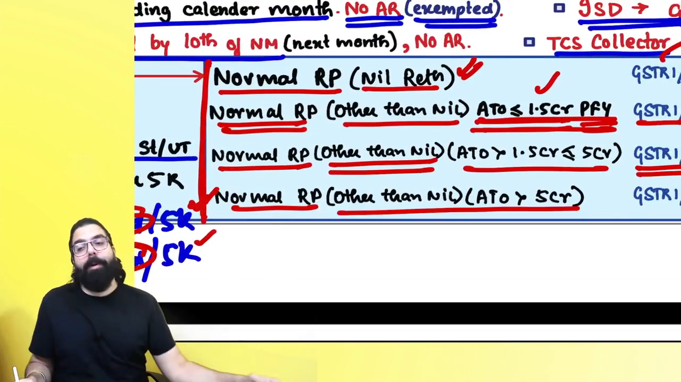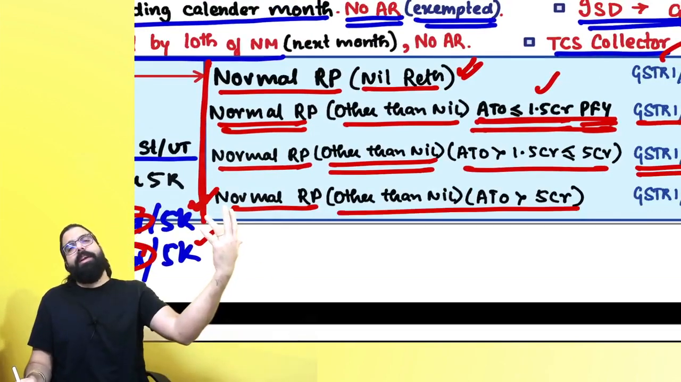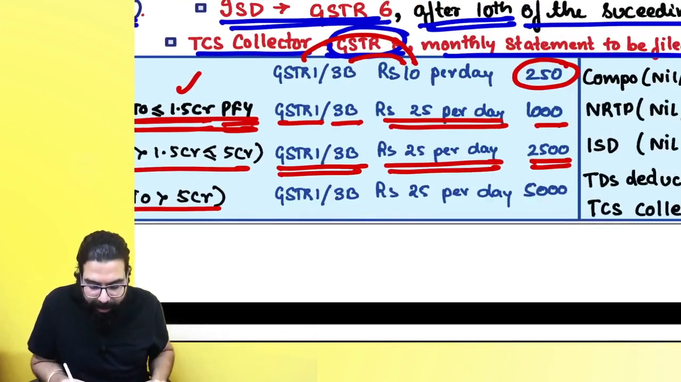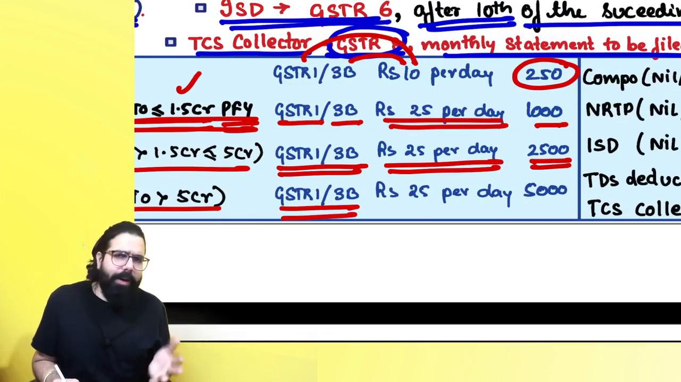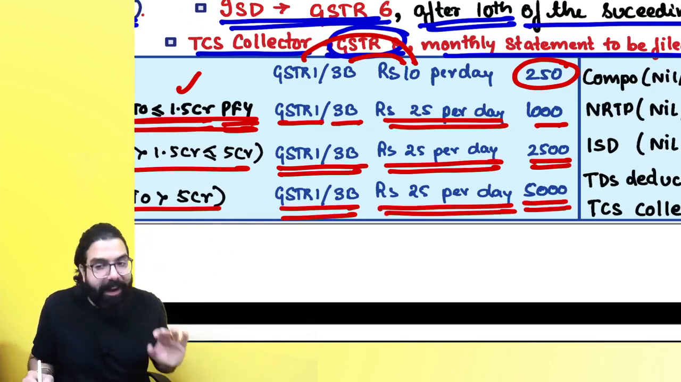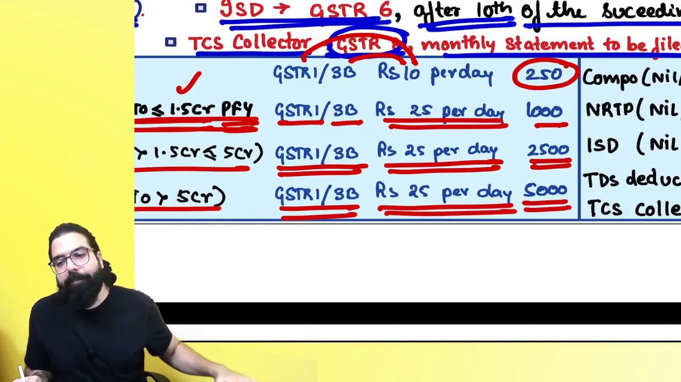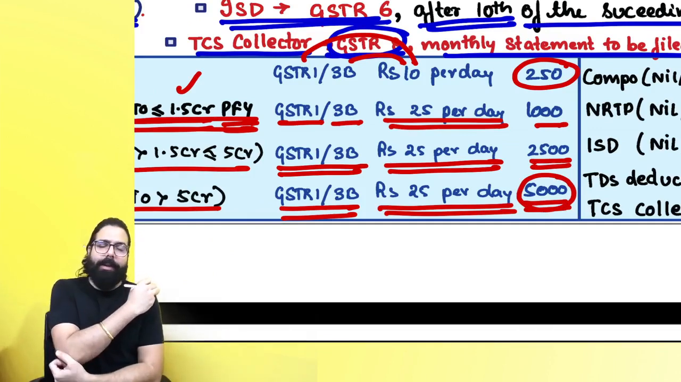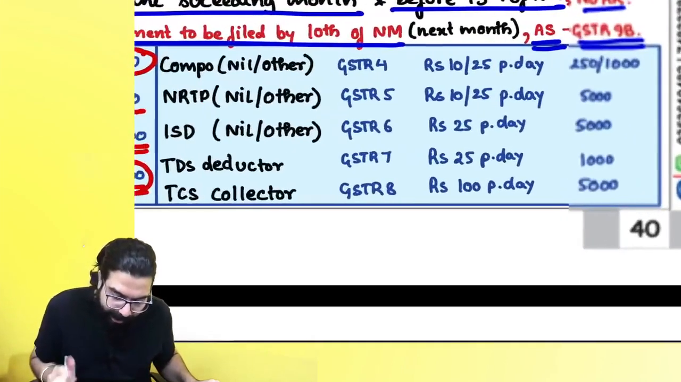But if you are a big person whose aggregate turnover in the last year is more than 5 crore and you are filing other than nil, then they are telling for both of them, GSTR 1 or GSTR 3B, it will be 25 rupees per day, but the maximum has not been reduced for them. For them, it will be 5,000 rupees. I hope it is clear. Chalo, let's go ahead. Right hand side, everyone.